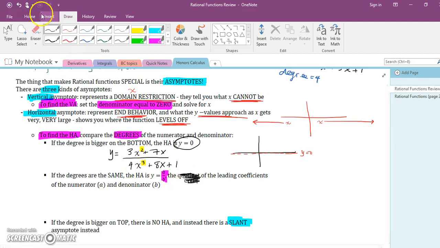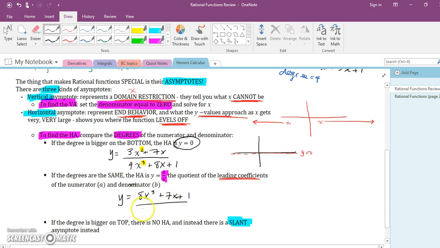Sorry, just kidding. It is the quotient of the leading coefficients. So A over B is the quotient of the leading coefficients of the numerator and the denominator. So let's take this one right here. That should be an M. How about ax cubed plus 7x plus 1 over 6x cubed plus 8x plus 2.